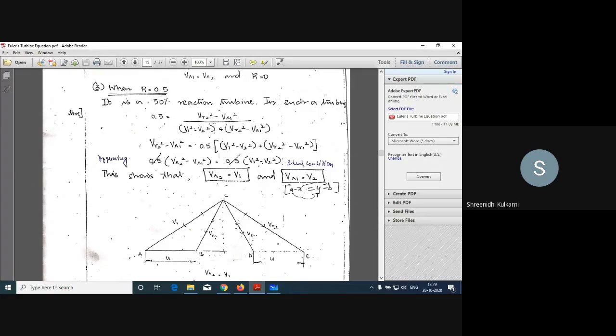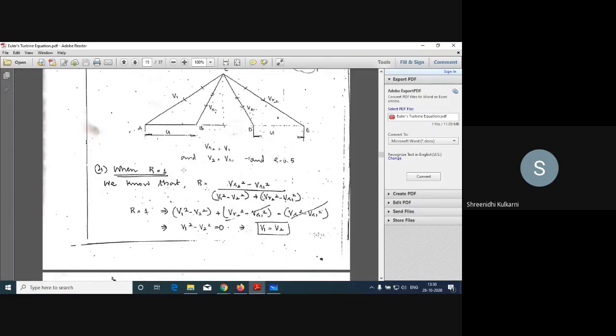I hope you understood how to draw the velocity triangle when R is less than 0, when R is 0, and when R is 0.5. Next, I'll take another 5 minutes to complete how to draw the velocity triangle when R is equal to 1.